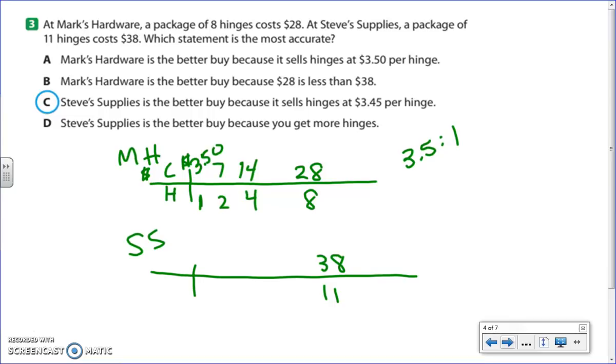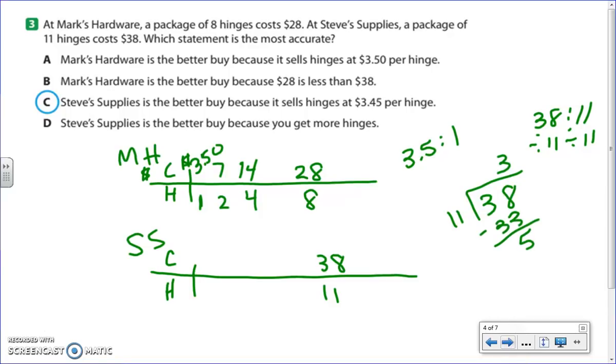Now, Steve's Supplies is going to be a lot tougher to figure out how much one would be. I'm not sure what the best route would be to take on this chart. This would be the cost, and this would be the hinges. I think it's going to be hard to avoid long division on this one. Let's go ahead and divide 38 by 11. So we're thinking about the ratio 38 to 11, and I'm finding the unit rate for this one. So 11 goes into 38 3 times.